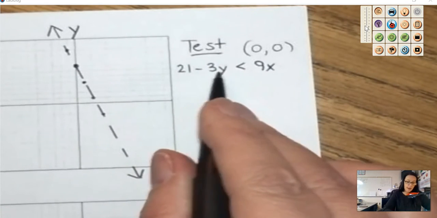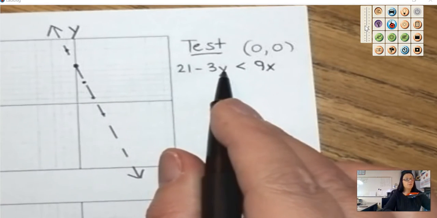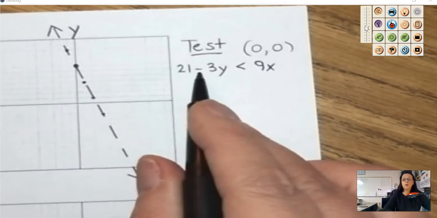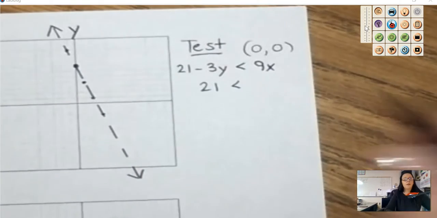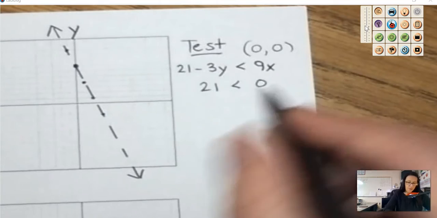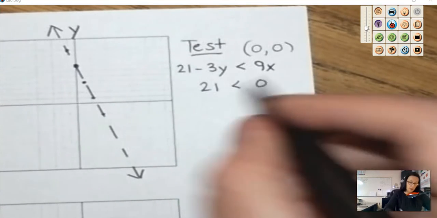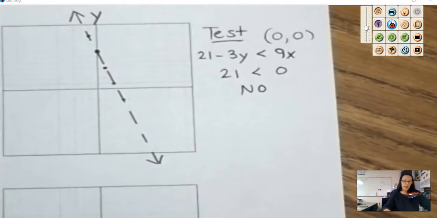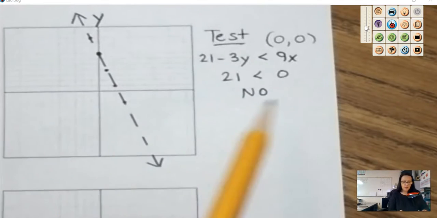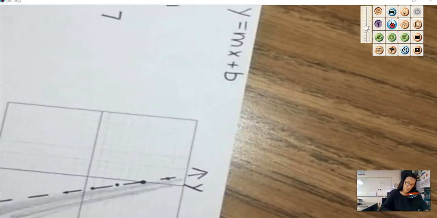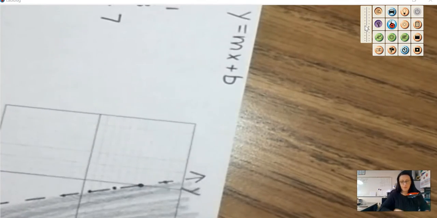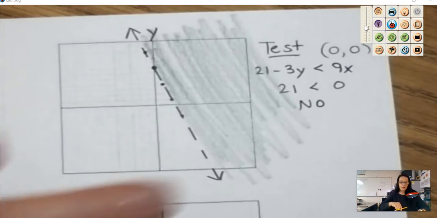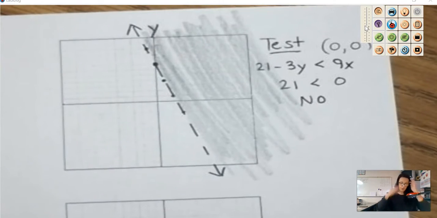So 21 minus 3 times 0. 3 times 0 is 0. 21 take away 0 is just 21. 9 times 0 is 0. Is 21 less than 0? No. So shade the other side of the line. Don't shade in 0, 0 because that's not an answer. Any points that are on that side of the line, those are solutions.